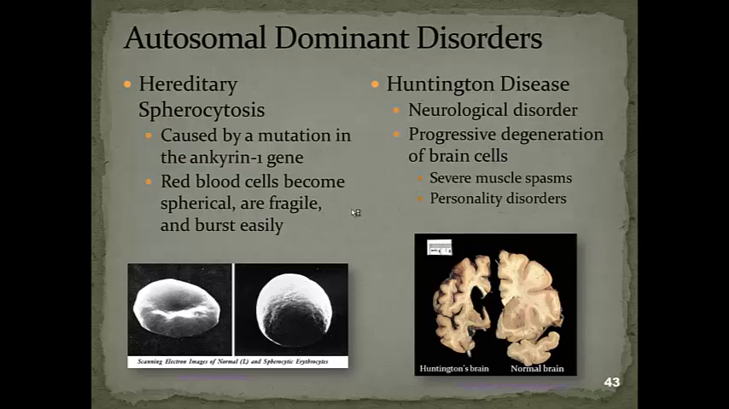Autosomal dominant disorders. I've got 3 to talk about. First one, hereditary spherocytosis. Instead of nice, you know, donut-y looking blood cells with the dent in the middle, the blood cells become spherical and they're very fragile and they burst very easily, especially under any kind of osmotic pressure.